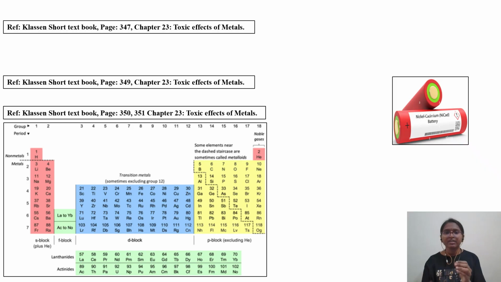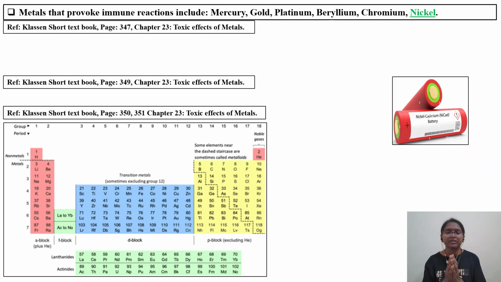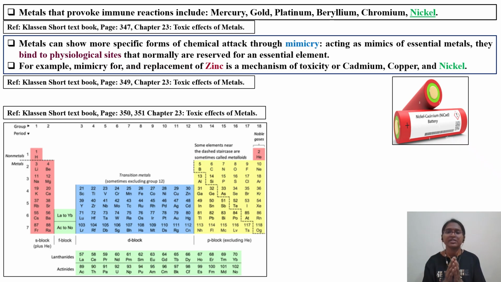Now we'll jump into the last important pages mentioned under toxic effects of metals in chapter 23. Immune reactions are involved, as I told you: metals provoke immune reactions, and nickel is one. Apart from that, you read other metals. Then what is the mechanism?